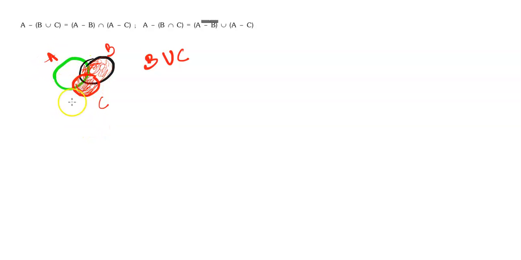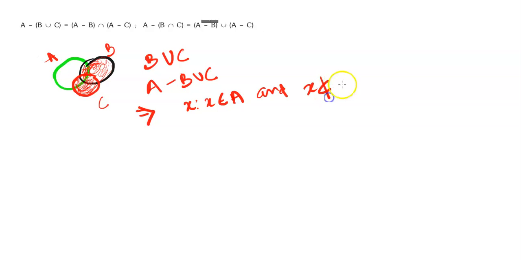Now if you subtract it from A, A minus B union C implies anything that belongs to A and does not belong to B union C. So anything which belongs to A, which is this full region, but does not belong to either B or C, that is the answer. So this is the answer.